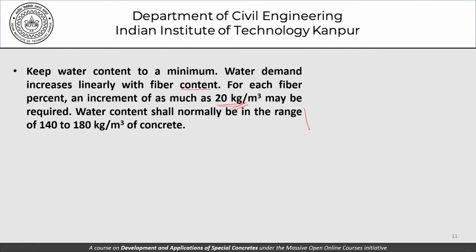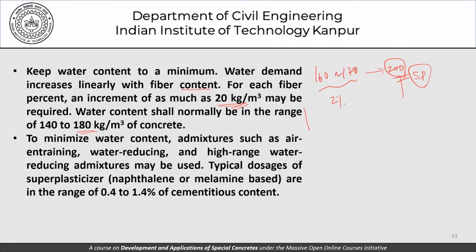The fact remains that yes, we need a lot more water, given that about 160 or 170 is the normal range of the water needed for getting concrete. If we have say 2% of fibers in the system, we'll probably need to push this to as much as about 200. Now if we go to 200, we'll be tempted to use super plasticizers to keep this level back to 180. To minimize the water content, admixtures such as air entraining, water reducing, and high range water reducing admixtures may be used, and the typical dosage of super plasticizers, which could be naphthalene based or melamine based, is in the range of 0.4 to about 1.4% of the cementitious material content.